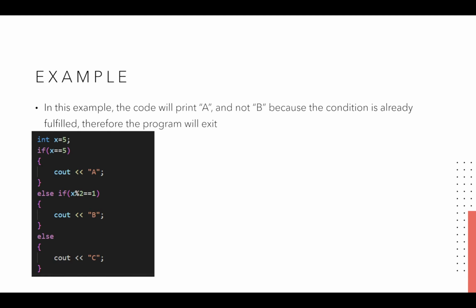The question is, will it print b? No, because it has already been checked that it's equal to 5, and if, else if, and else belong to one block of code, so the rest of the checks are not conducted. So it will print a only.